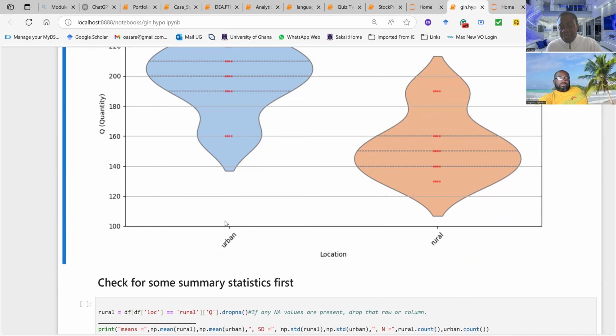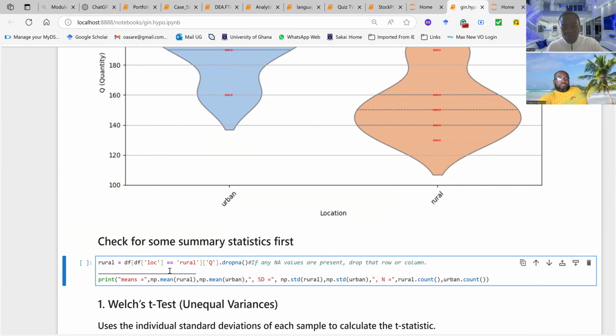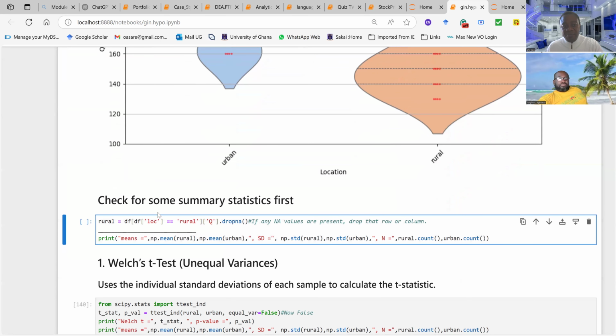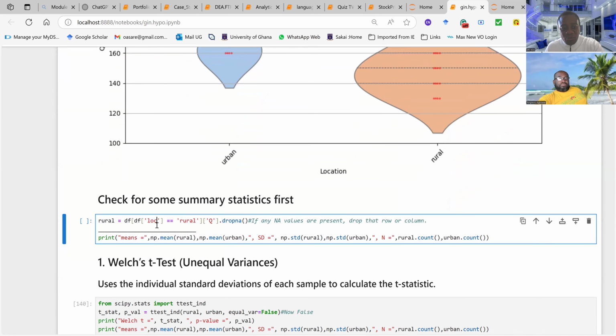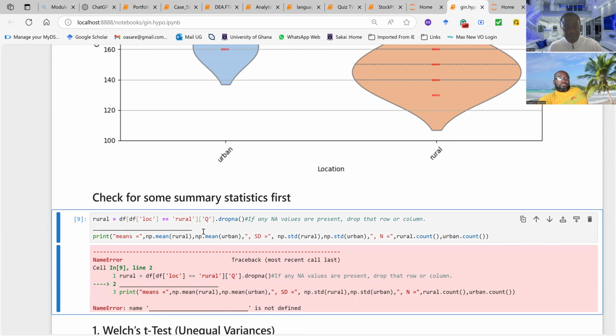Let's see statistically. So let's look at some summary statistics first. I'm going to calculate the summary, which will show you the mean and a few other things. This last command drops any missing values. If there are missing values, this command will drop them, but for this data, if you remember, there were no missing values. I'm going to show you the mean and the standard deviation of the quantity demanded for both the urban and the rural.